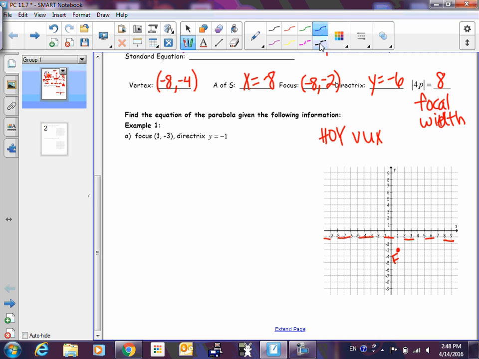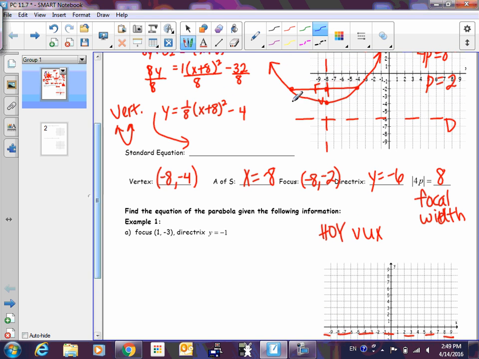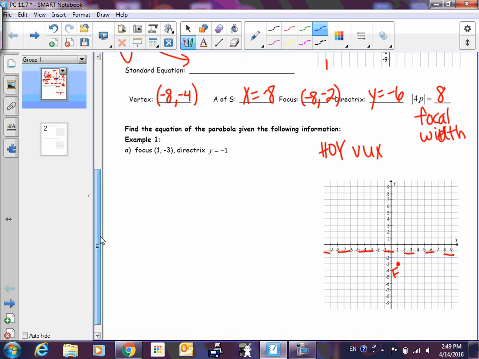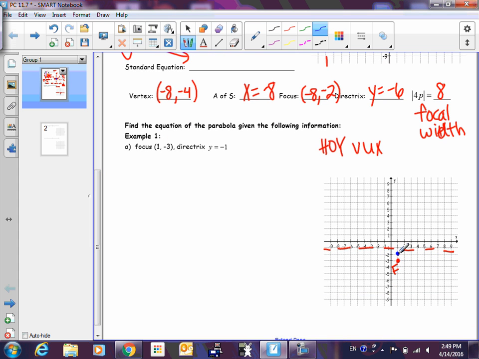Okay, I'm going to switch colors to do the second part. Where is the vertex in relationship to the directrix and the focus? Where's the vertex located in relationship to the focus and the directrix? If we look back at our previous problem, see the vertex right here? It's halfway between the focus and the directrix because we went up P and down P. So it should be right there.